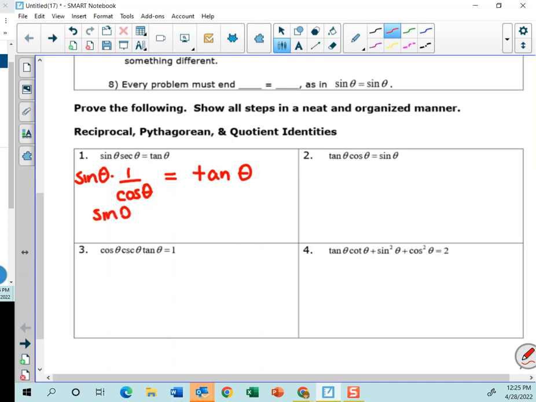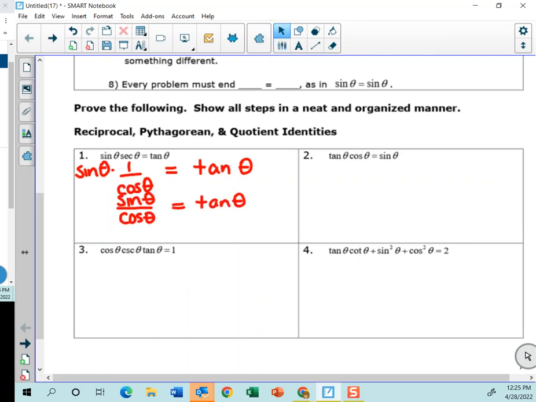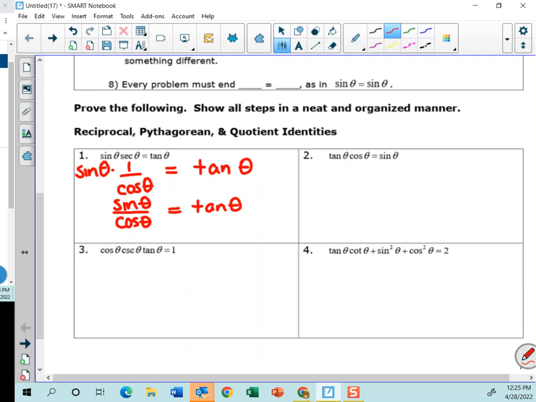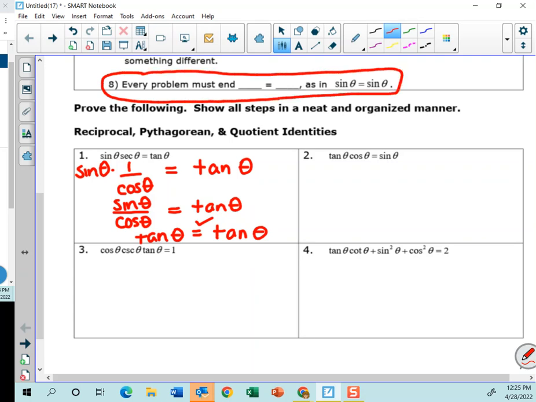A sine times 1 over cosine would make a sine over cosine. And sine over cosine is tangent. But we want to finish this proof by explicitly saying sine over cosine can get replaced with tangent. And so every proof should end with an undeniably true statement. Tangent equals tangent. Sine equals sine. Cosine squared equals cosine squared.